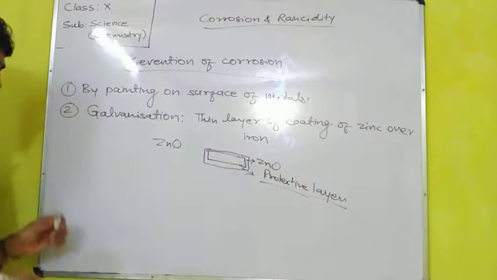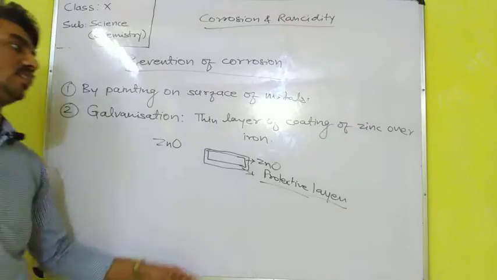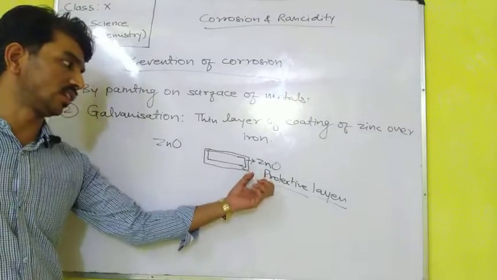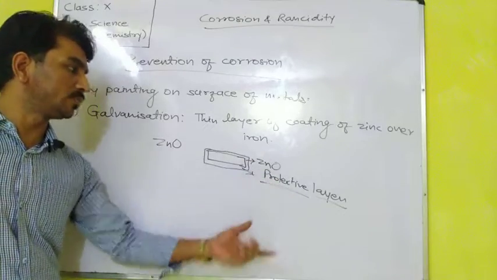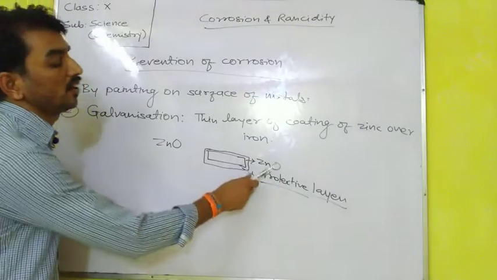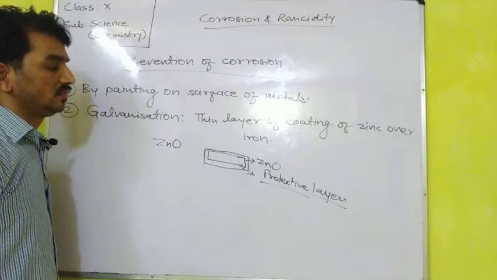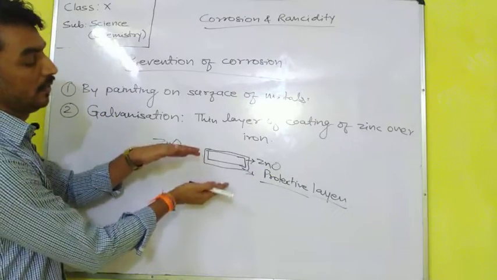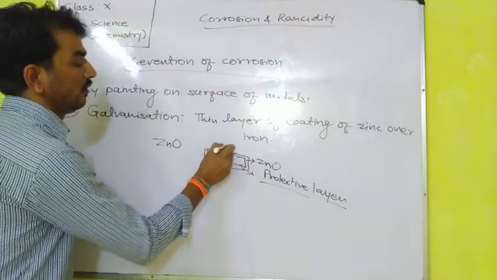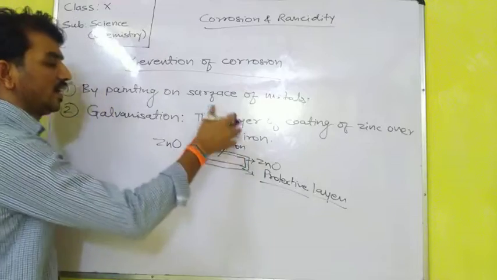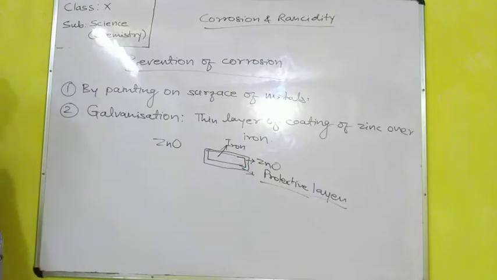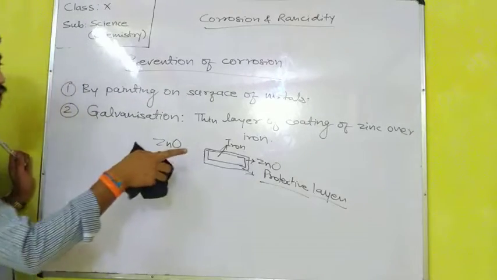What is the formation of zinc oxide from zinc? That is oxidation. Addition of oxygen is oxidation. So when zinc oxide is formed, it is a protective layer. How? Because it prevents further oxidation of the zinc. So the iron remaining inside is protected by the zinc oxide. This is known as galvanization. Second, third method, I think you have got this.